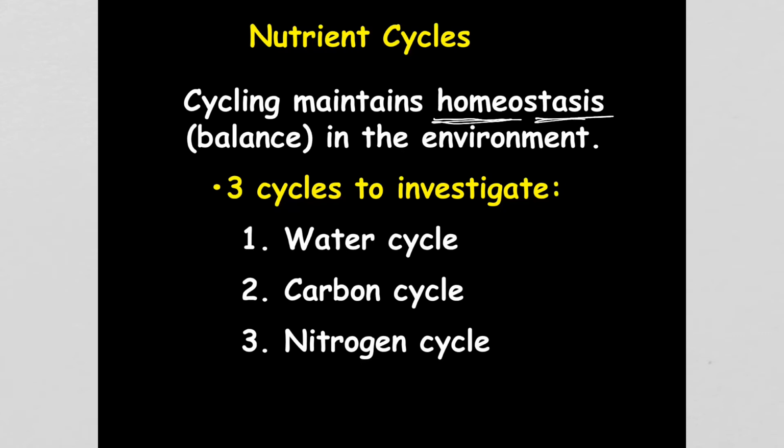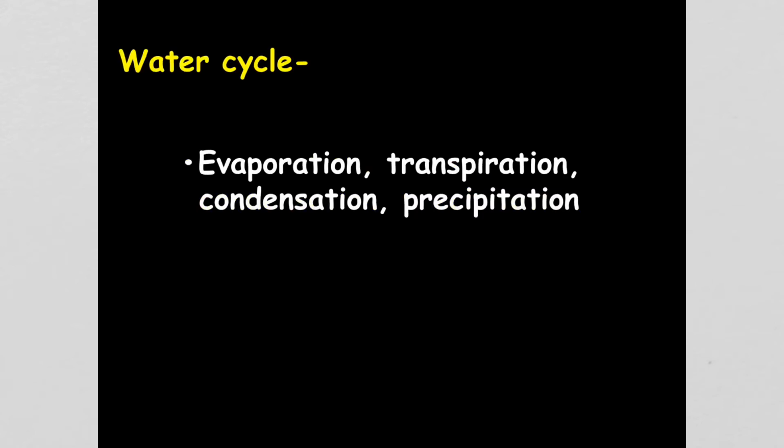And stasis is to stop. So homeostasis is to stay the same, or balance in the environment. So there are three cycles, the water cycle, carbon cycle, and nitrogen cycle, that we're going to look closely at here. Most students are already familiar with the water cycle, and you may or may not be familiar with the carbon and nitrogen cycles. We'll start with the water cycle.